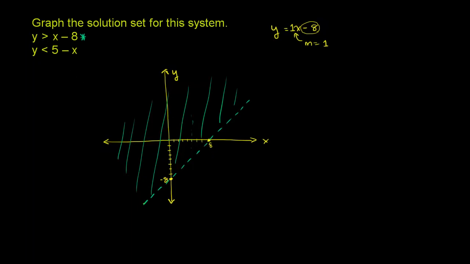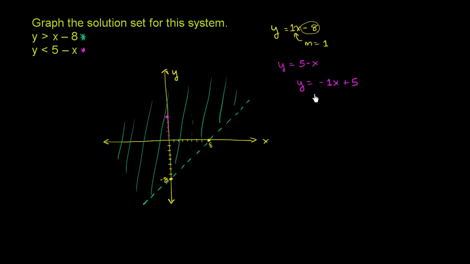Now let's do this one over here. The boundary line for it is going to be y is equal to 5 minus x. Once again, if x is equal to 0, y is 5. So 1, 2, 3, 4, 5. And then it has a slope of negative 1. We could write this as y is equal to negative 1x plus 5. That's a little bit more traditional. So once again, y-intercept at 5, and it has a slope of negative 1.